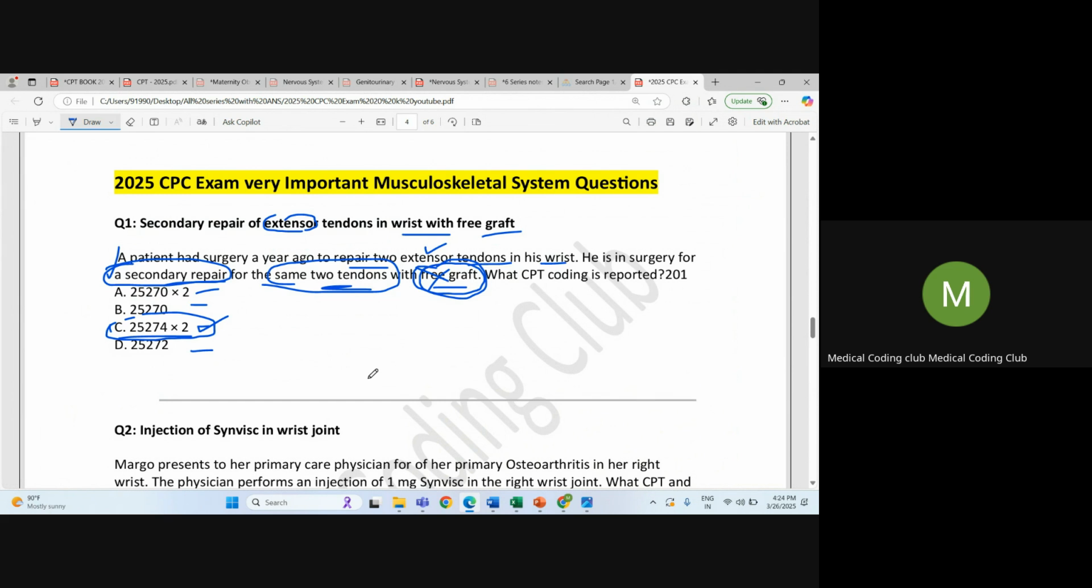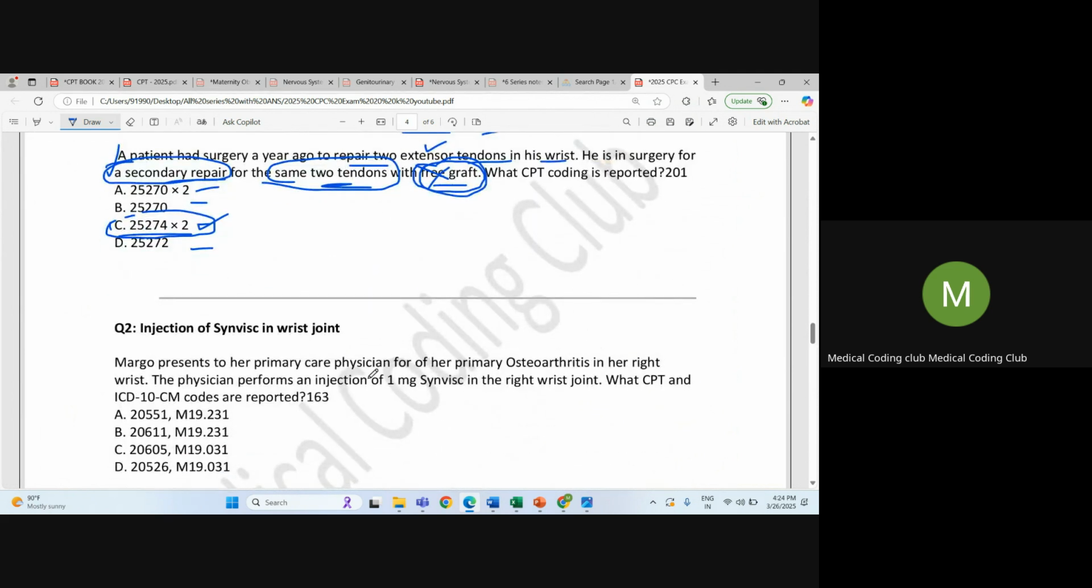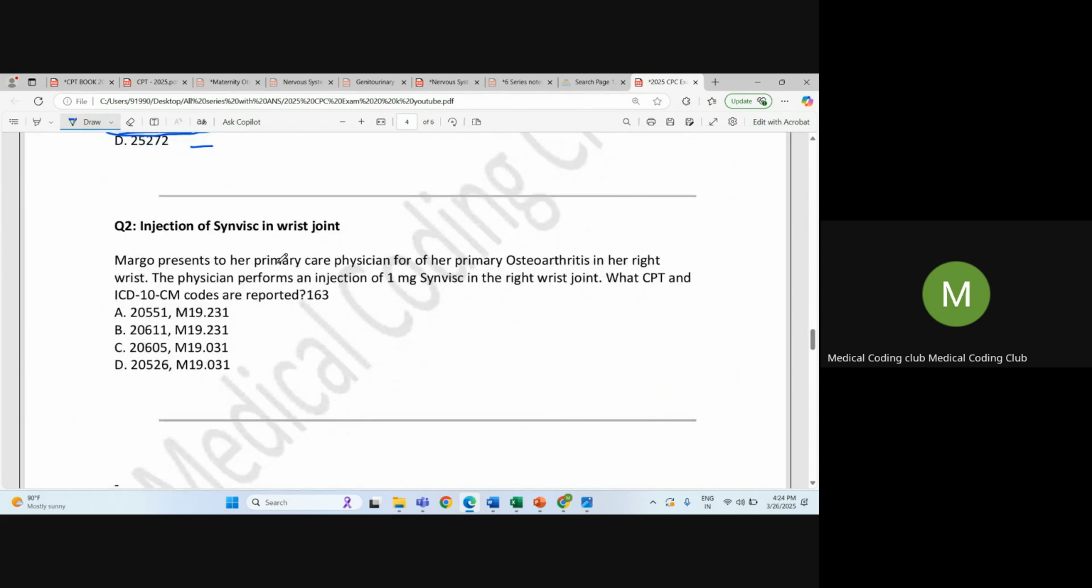Next question: a patient presents for primary osteoarthritis in the right wrist. The physician performs an injection of 1 mg of Synvisc in the right wrist joint. What CPT coding is reported? For this Synvisc, you have to check the arthrocentesis procedures. They are saying the injection is performed on the right wrist, so check the code for the right wrist. Then you will get to know the correct answer.